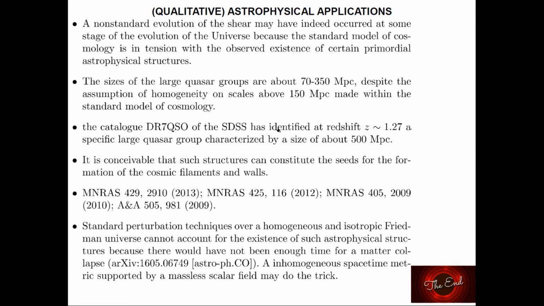Also, there is evidence of a huge quasar group with a size of 500 megaparsec, which should have formed at a redshift of 1.27. Perturbation techniques cannot account for the existence of such structures because, applying general relativity, there would not be enough time for such matter to collapse. But this is important because they are the seeds for the cosmic filaments and walls.